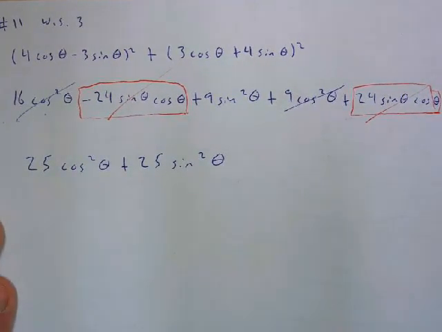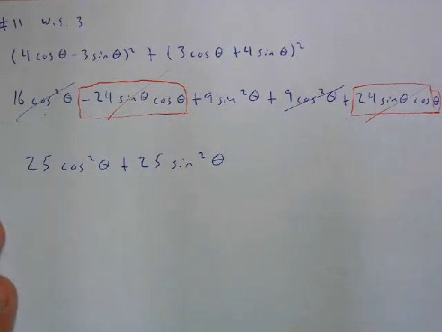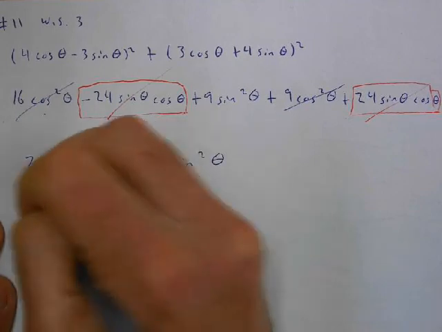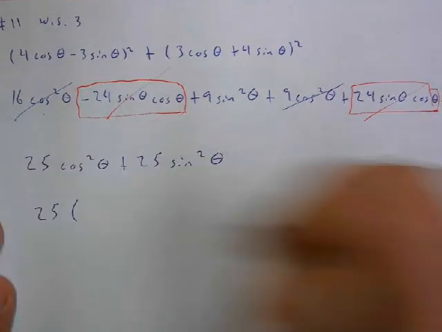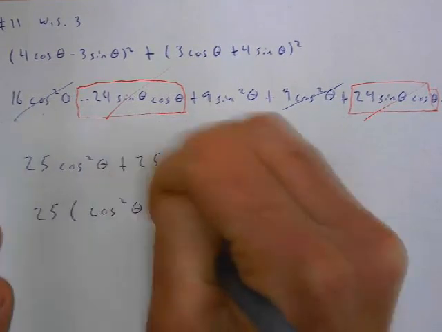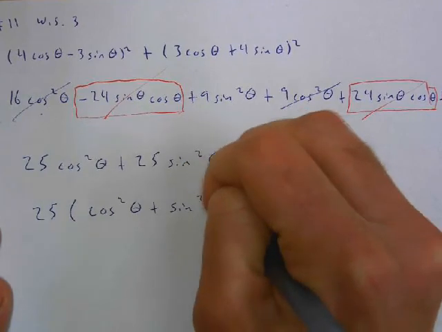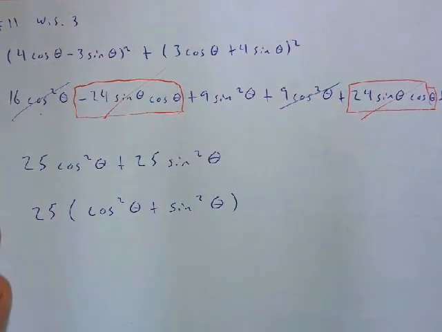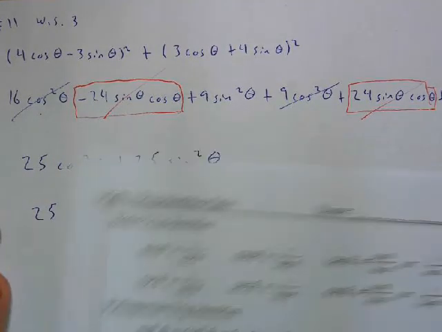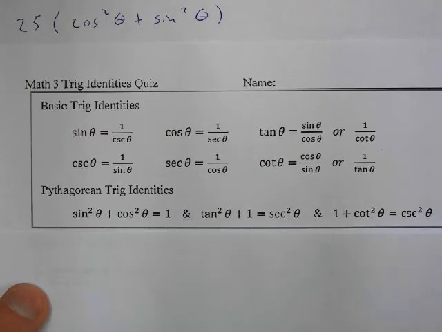Okay, let's see. I got 25 of this thing plus 25 of that thing. Well, they both have that 25 in common. Let's go ahead and factor that out. So if we take out the 25, then I'm left with cosine squared theta plus sine squared theta. All right, and then now what can we do? Well, let's go check our trig identities again. And do we have cosine squared theta and sine squared theta anywhere on our trig identities? Yeah, down here.